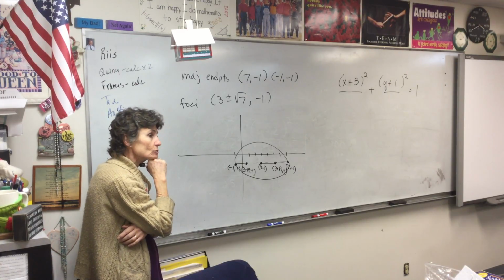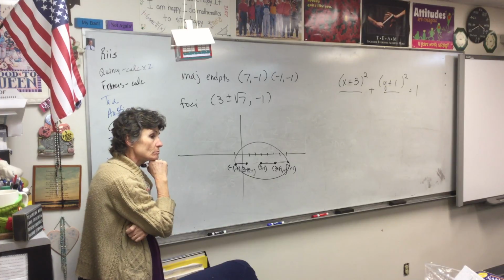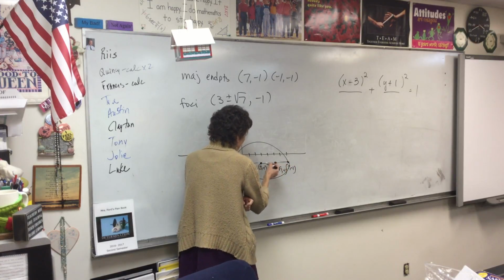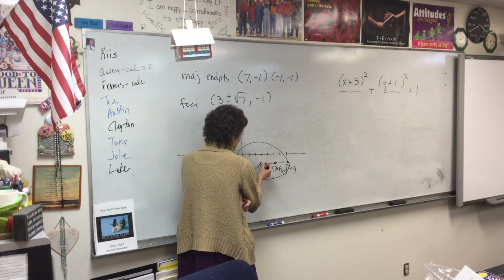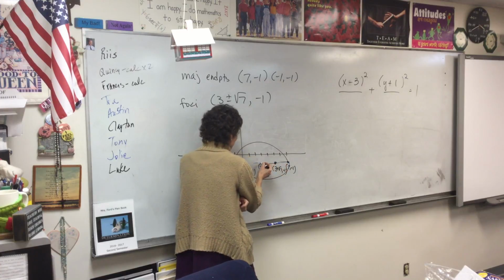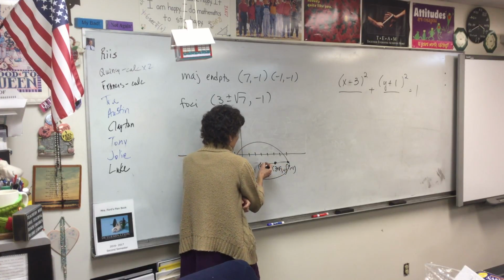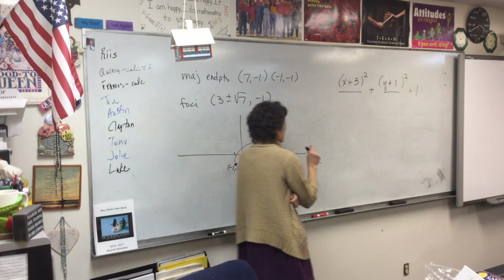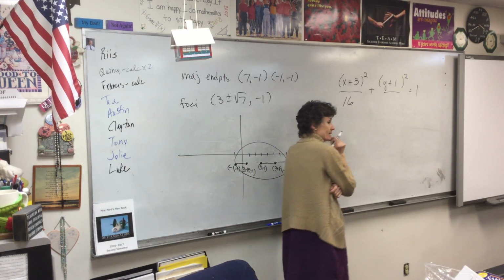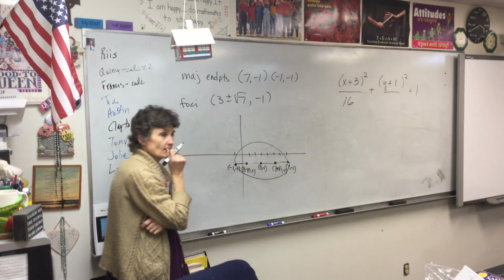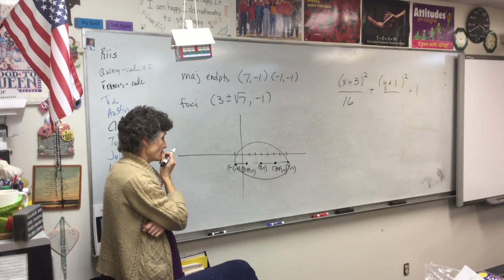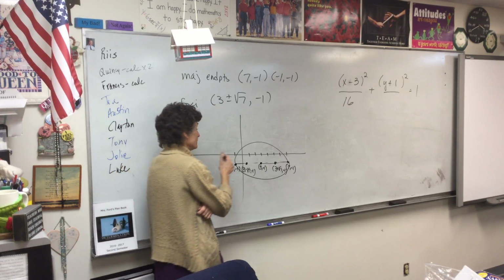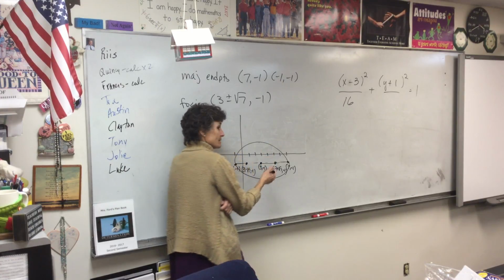Do I know anything else? I know these vertices. So here's my center. How far left and right did I count? 4. Okay, so I went left and right, that's x direction, 4. So under x must be a 16. Right? Now I have no idea how far up and down I went because they didn't give me those points.